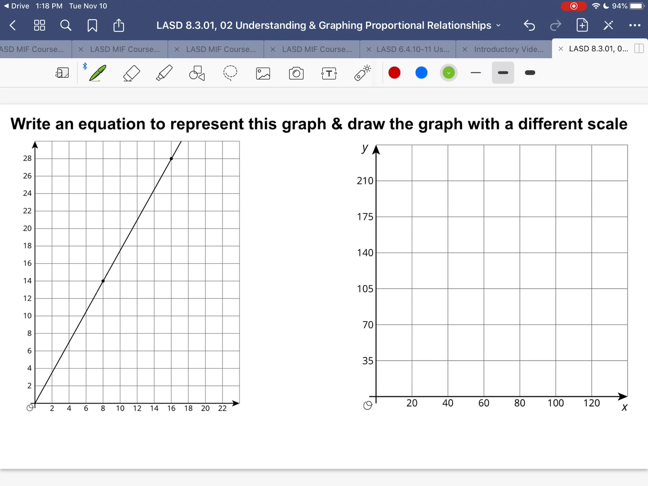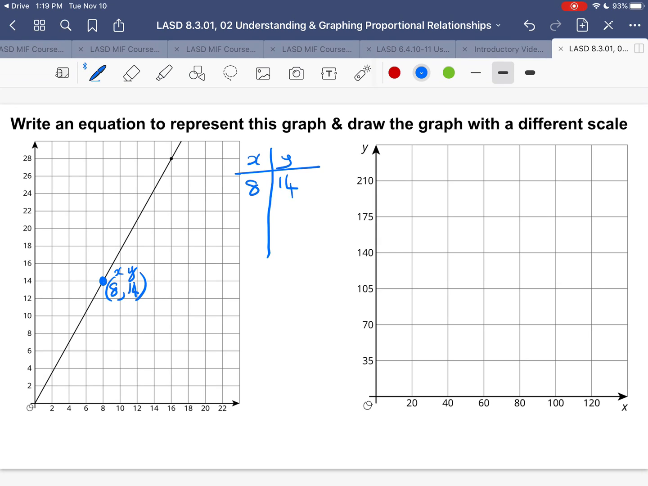Now let's write an equation to represent a graph and then draw another graph using the equation but on a different scale. So let's look at our graph here on the left of a line, and we've got a point here at 8, 14. 8 represents the x coordinate and 14 represents the y coordinate. And to write our equation, we need to know the constant of proportionality. So let's draw a table here, x and y. And x is 8 and y is 14.